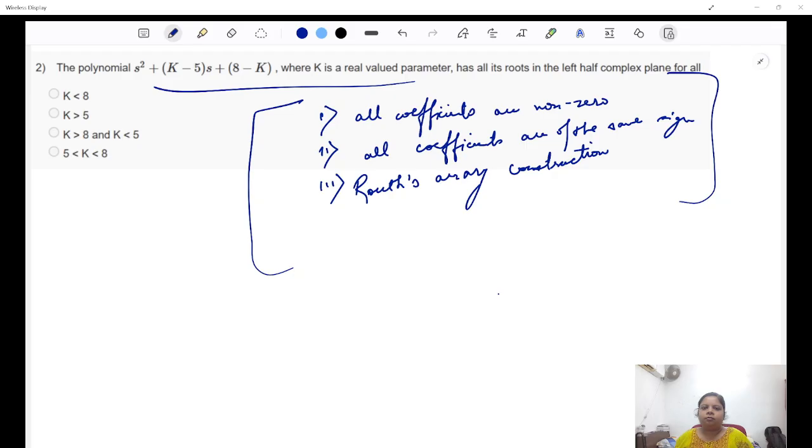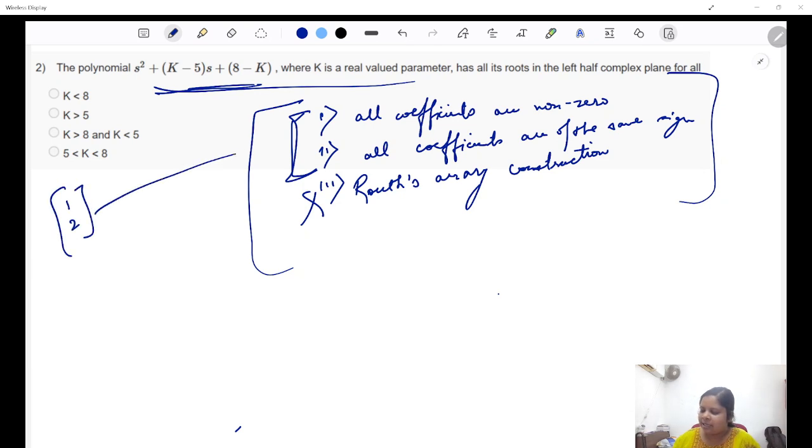First two conditions are needed. The first two conditions would be sufficient to answer this question. The third condition is something we do not need, but we can definitely test it. Let's say there is a polynomial of second order. For first and second order, these two conditions are directly sufficient. You don't need to check the third condition.